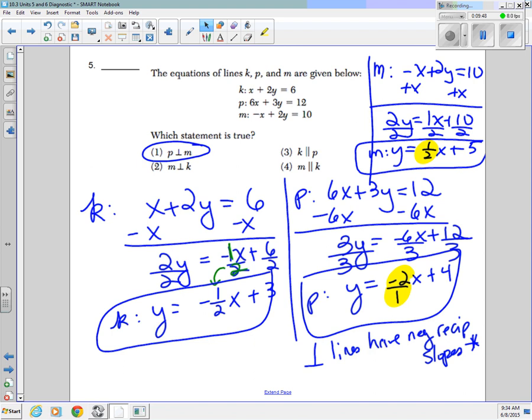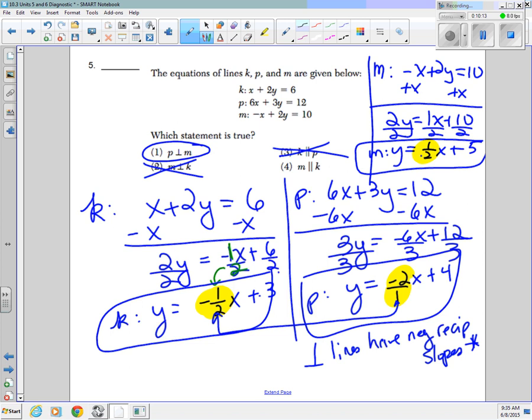So M and K are perpendicular. Well, the slope for K is negative 1/2. The slope for M is positive 1/2. They are negatives of each other, but not negative reciprocals. So that would be out. K and P are parallel. Well, K and P have reciprocal slopes, not equal slopes. Parallel lines have the same slope, so that's out. And M and K being parallel, M and K have negative slopes as well. I'm sorry, I should have said before, K and P have reciprocal slopes, and K and M have negative slopes. Only P and M have negative reciprocal slopes. So the answer choice is choice 1.